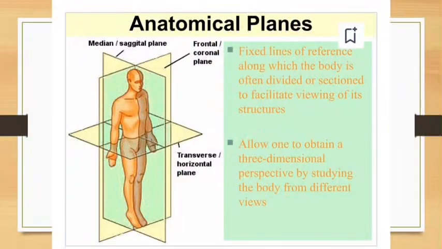So there's another view here for you to appreciate. Going this way is mid sagittal. Going this way is the frontal or the coronal. Then across is the transverse. So these are fixed lines of reference along which the body is often divided or sectioned to facilitate viewing of its structures. They allow one to obtain a three-dimensional perspective by studying the body from different views. Right?